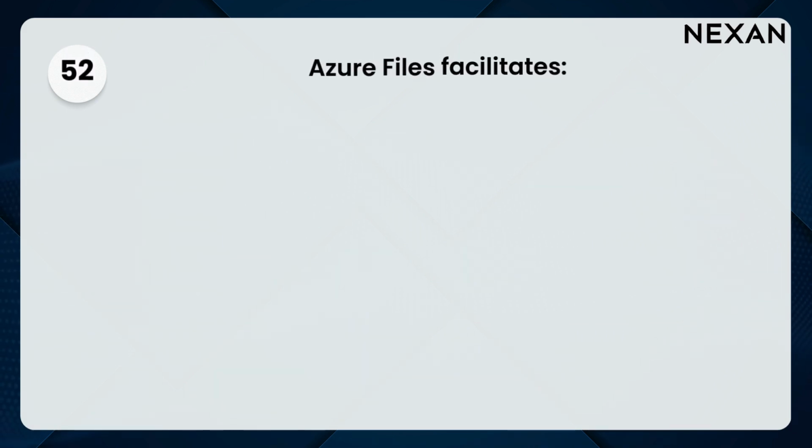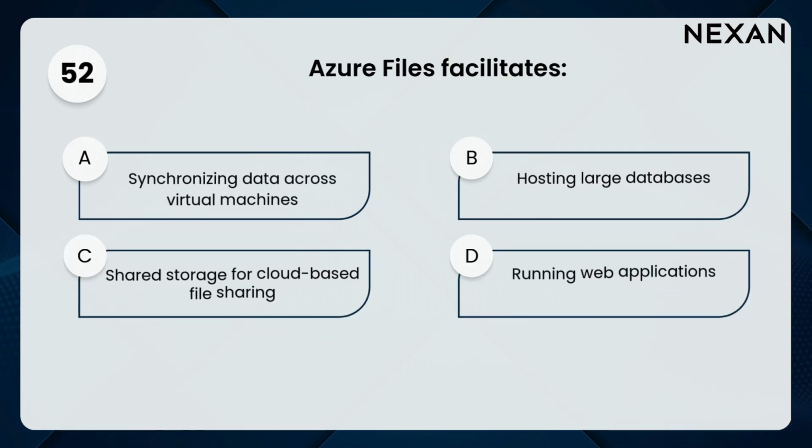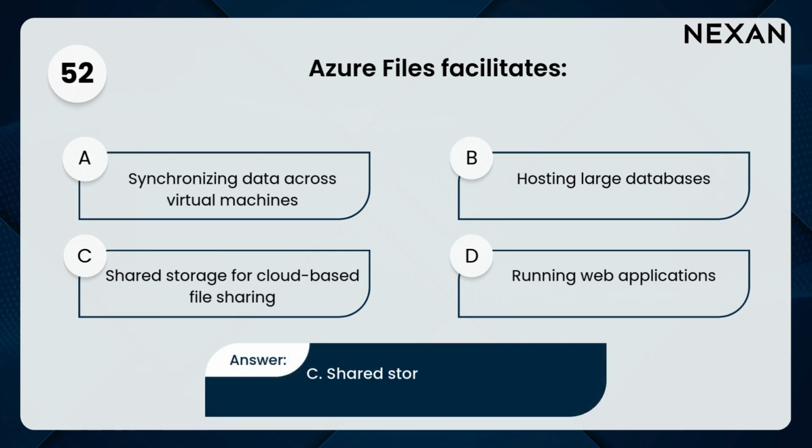52. Azure Files facilitates A. Synchronizing data across virtual machines. B. Hosting large databases. C. Shared storage for cloud-based file sharing. D. Running web applications. Answer C. Shared storage for cloud-based file sharing.